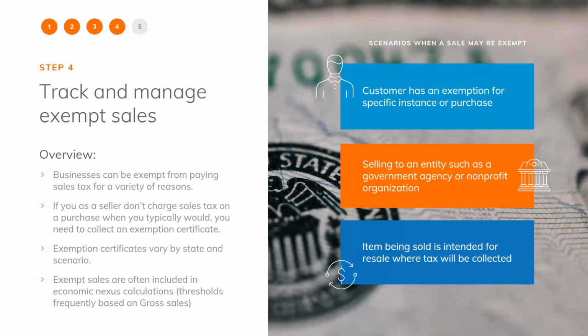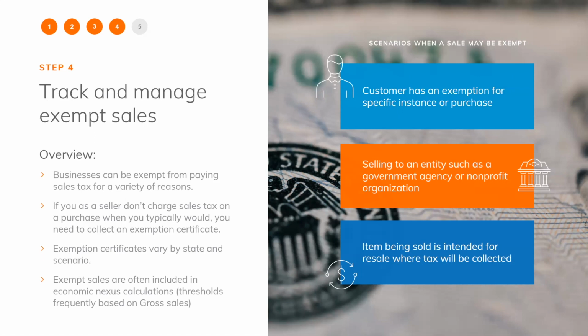Jumping to step 4, like we said earlier, is tracking and managing exempt sales. A business can be exempt from paying sales tax for a variety of reasons, which could be for a specific instance or purchase, or you could be selling to an exempt organization such as a government or a nonprofit, or the item being sold is intended for resale.